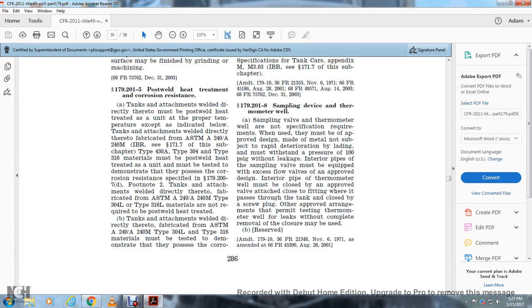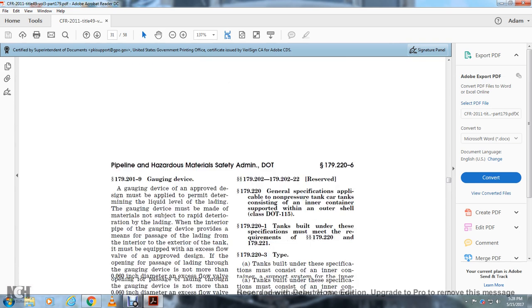The thermometer well must be made closed, and by an approved valve attached for the closing fitting when placed in the tank, or closed by a screw plug. The other approved arrangement that permits testing of the thermometer well for leaks without complete removal of the closure must be reserved.